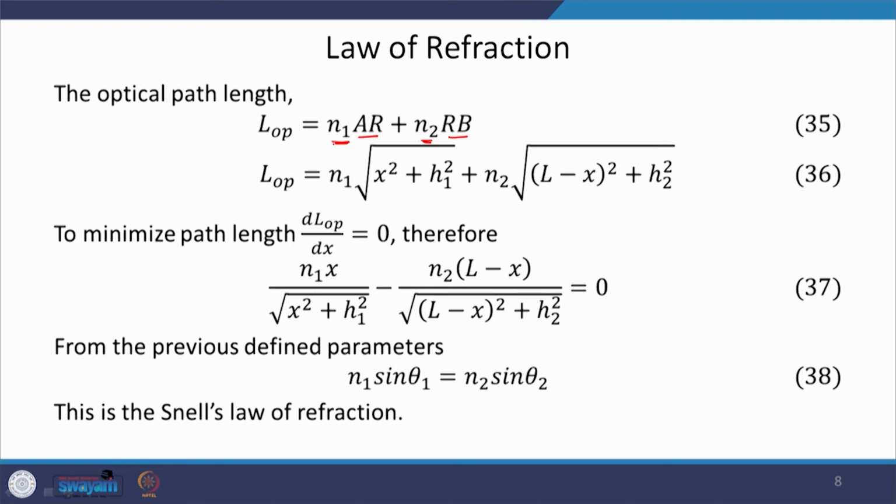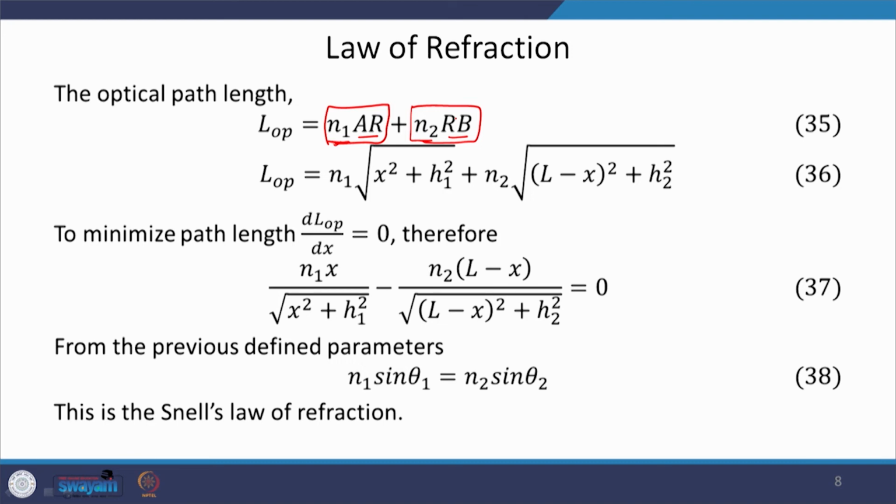Okay. N1 is the refractive index in the upper medium, N2 is the refractive index in the lower medium. Therefore, the effective optical path length in the upper medium would be N1 into AR, and the effective path length in the lower medium would be N2 into RB, and this is exactly what we did. We calculated the optical path length in the upper medium and then the optical path length in the lower medium, and then summed them up to calculate the total optical path length.